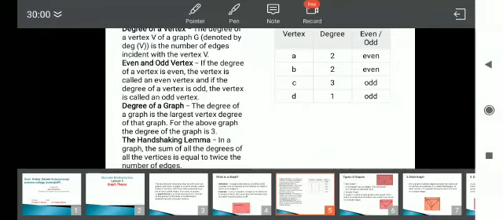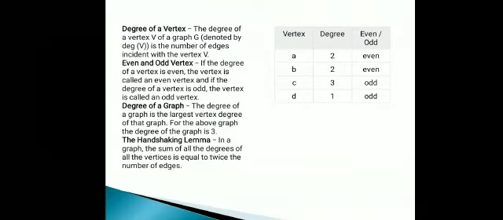In this example, I will explain the degree of the vertices. Actually, the number of edges that are connected to a vertex is called the degree of the vertex. If an even number of edges is connected to the vertex, we say it is an even degree vertex. If an odd number of edges is connected to the vertex, we say it is an odd vertex. The degree of a vertex V of a graph G, denoted by degree of V, is the number of edges incident with the vertex V. Even and odd vertices: if the degree of a vertex is even, the vertex is called an even vertex, and if the degree of a vertex is odd, the vertex is called an odd vertex.